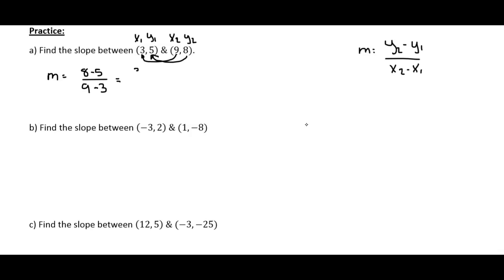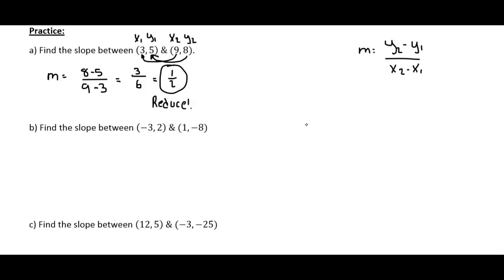So then just keep on going. 8 minus 5 is 3, over 9 minus 3 is 6. And then you'll have to reduce. I'm going to write that word so you do not forget. So 3 over 6 becomes 1/2. There's my slope. Okay?